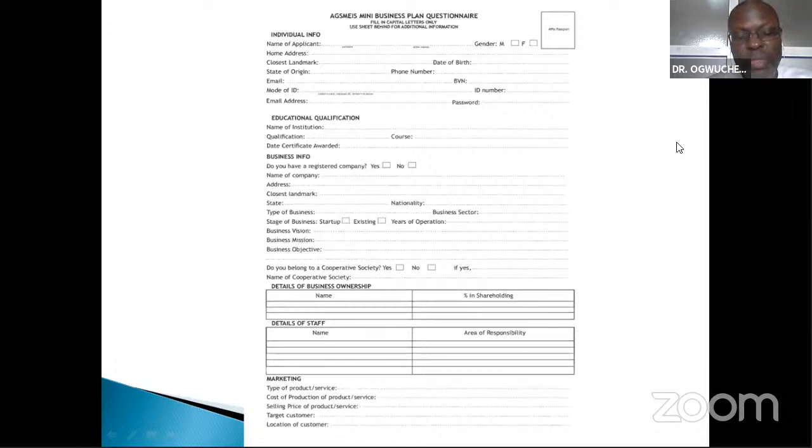Then details of staff. Okay, nobody runs a business all by himself, even if it's a sole proprietorship. You are bound to have people who support you in running that business. So you give us the names of the various people who work with you in that business, and then their areas of responsibility. Okay, so if you are into poultry farming, for example, you will have the farm manager. After the farm manager, you will have the salesperson. You will have the laborers who clean the pens or collect the eggs and the birds and all of those things. So you'll be able to give us the name and then the specific responsibility of those who are working with you.